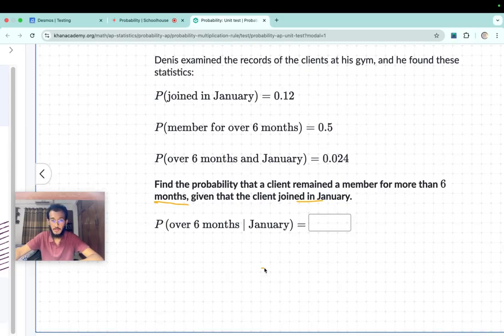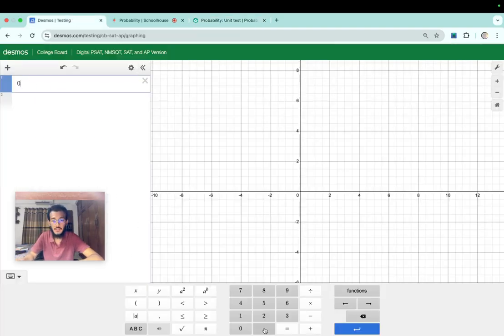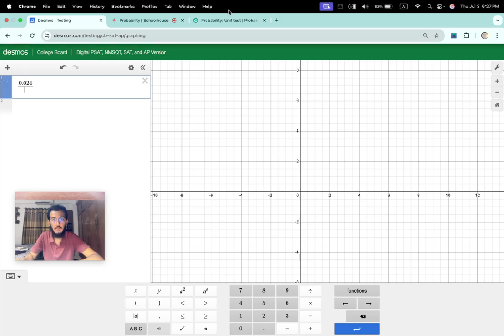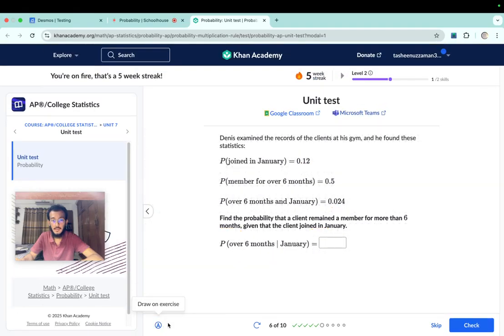Okay, same conditional probability. We know that the probability over 6 months, given that it is January, is equal to the probability of over 6 months and January, which is 0.024, divided by the probability joined in January, which is 0.12, and that is our answer. 0.024 divided by 0.12. So 0.2 is our answer. Let's see.